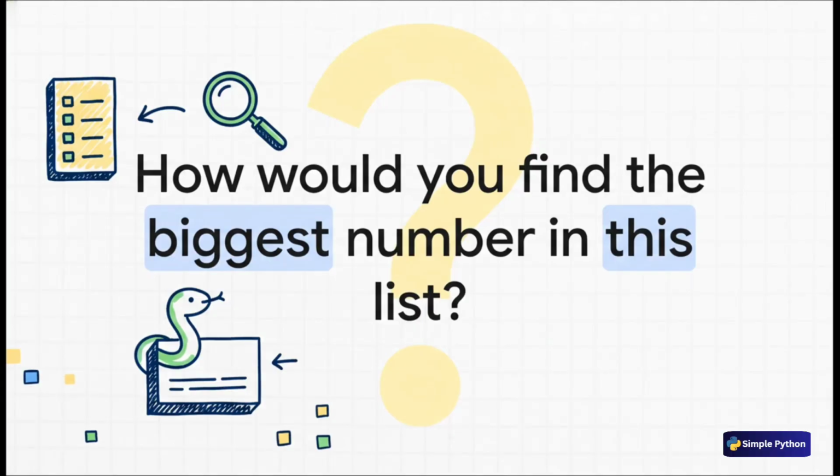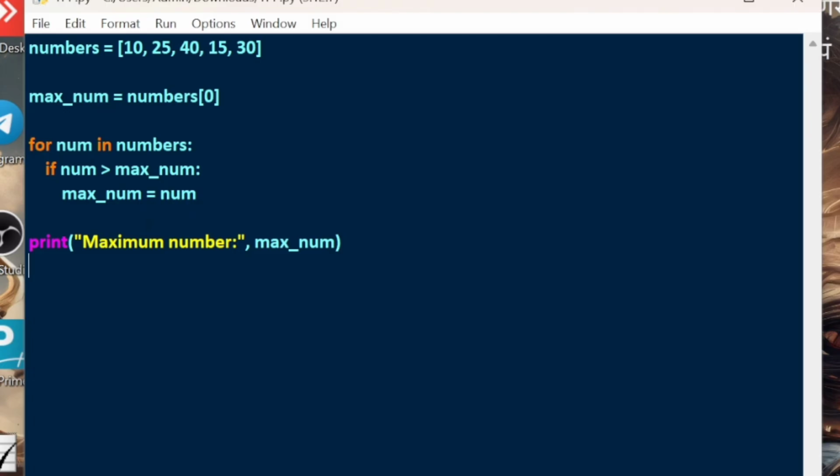So let's kick things off with a classic challenge. I give you a list of numbers. Your job? Find the biggest number in that list. But here's the catch. You have to tell the computer how to do it. No just looking at it and pointing. And here's how you do it.